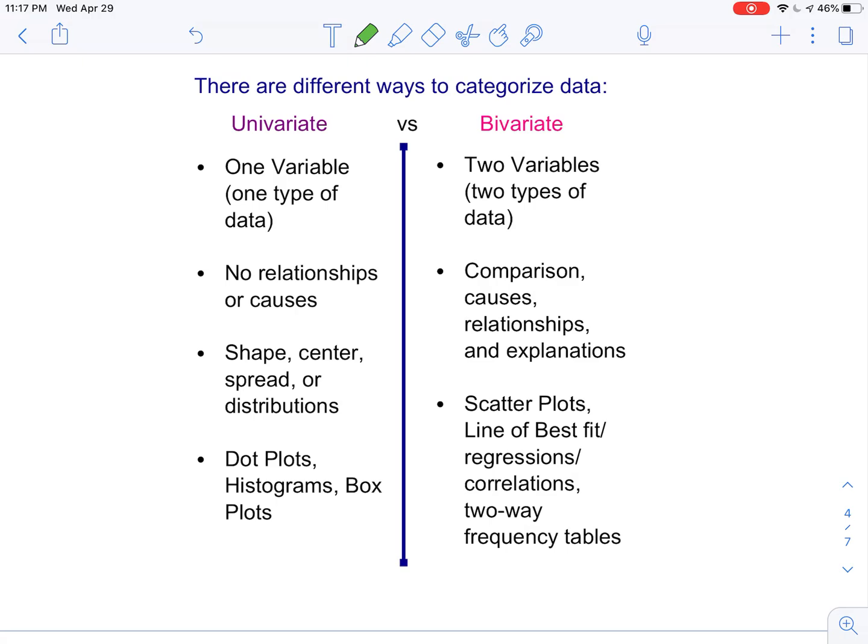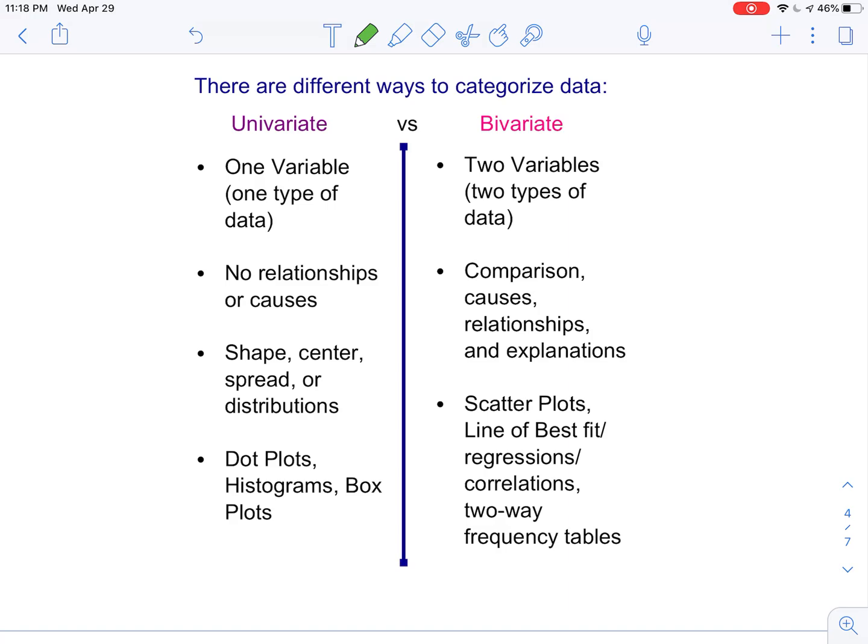The second way is based off of how much information we're looking at. So, univariate versus bivariate. Uni meaning one, variate sounds like variable, so that's going to be information containing one variable or one type of data. For example, if we wanted to take everybody in the class's shoe size, okay, that is one type of data. Okay, we can average those numbers together. We can see the median. We can see the mode. We can do all these different calculations.